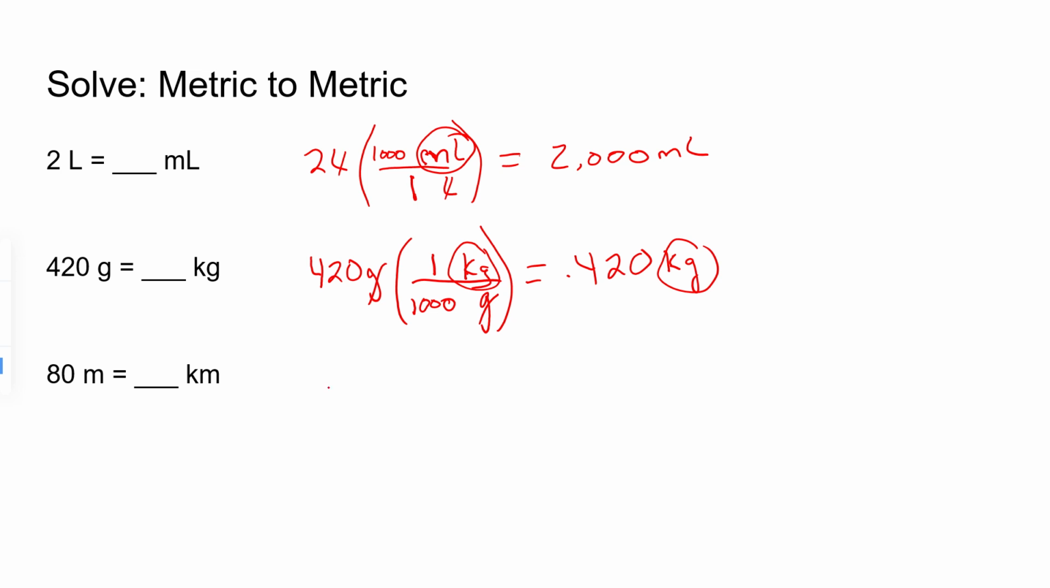And this one, 80 meters. We're going to put meters on the bottom. We're converting to kilometers. 1 kilometer is equal to 1,000 meters. We are going to multiply across the top, divide away the bottom, and we end up with 0.080 kilometers. Meters crosses off, we end up with kilometers. 80 divided by 1,000 is 80 thousandths. So let me just do this. 80 divided by 1,000. Yep, 0.080.